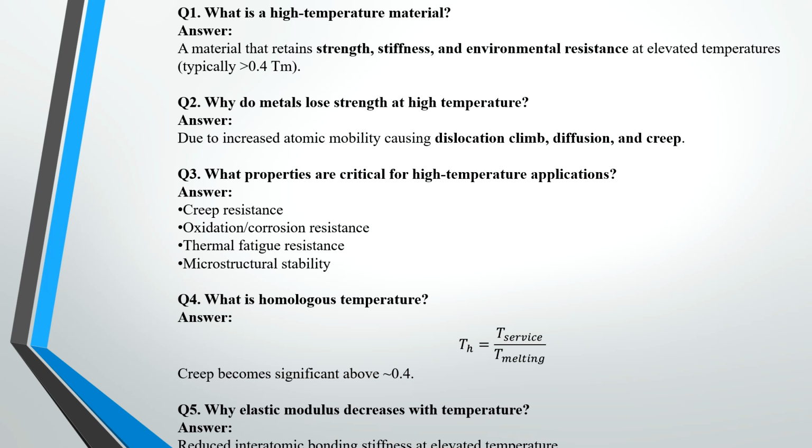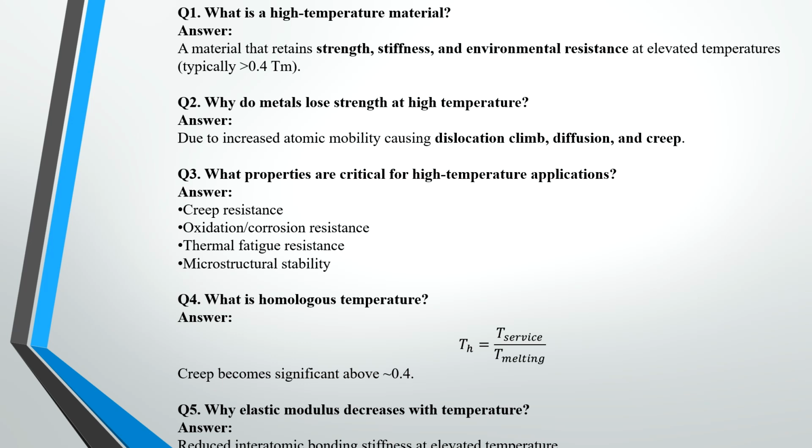So why do these metals lose strength at high temperature? That's because if you increase the temperature, the atomic mobility also increases. That causes dislocation climb, diffusion and creep. Because of that, they lose strength at very high temperature. So what properties are critical for high temperature applications? One is creep resistance, oxidation or corrosion resistance, thermal fatigue resistance, and microstructure stability.